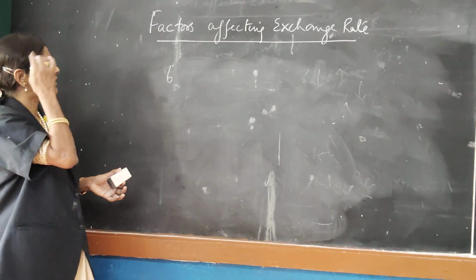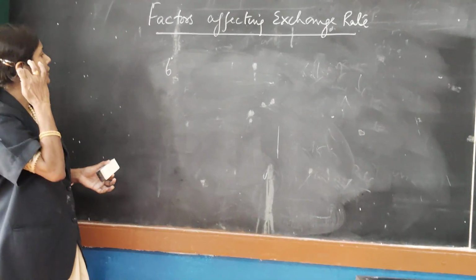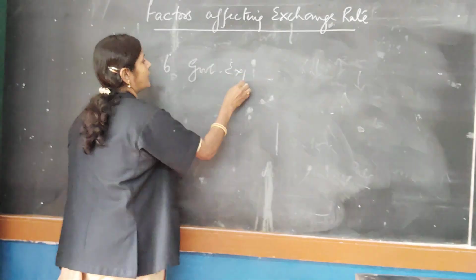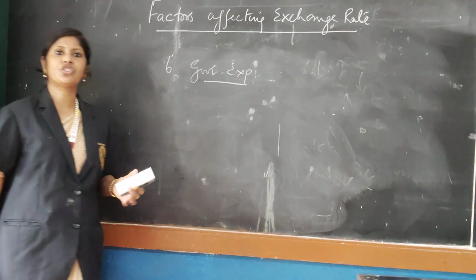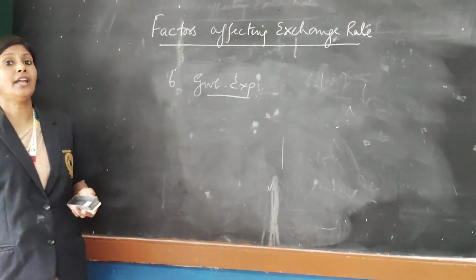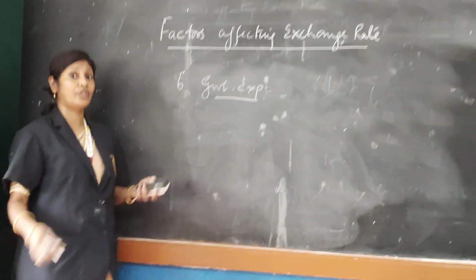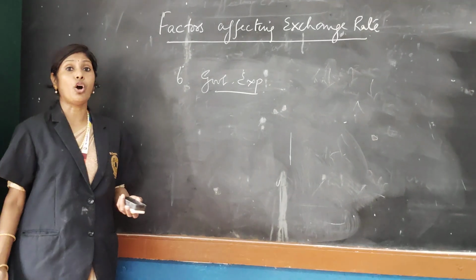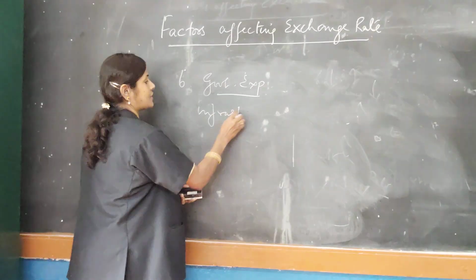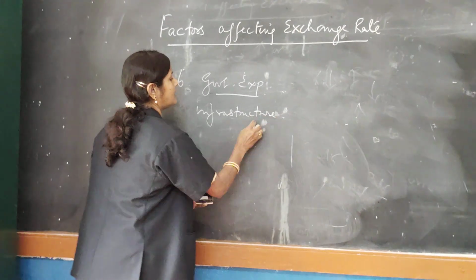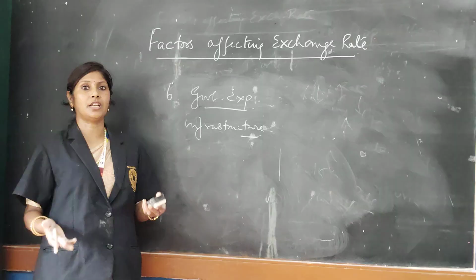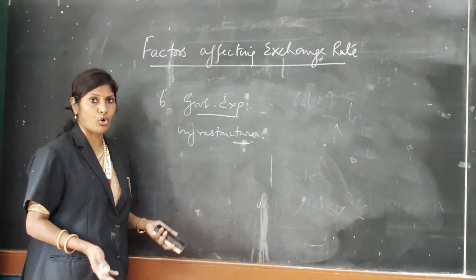Next we talk about a factor like government expenditure. Government expenditure is a very important aspect in the development of the country, and it will lead to economic growth. So in what areas does the government spend? That is the infrastructure facilities provided in the country. Definitely when the infrastructure facilities are improved, they have to spend more, right?